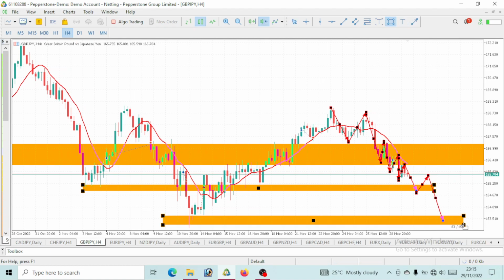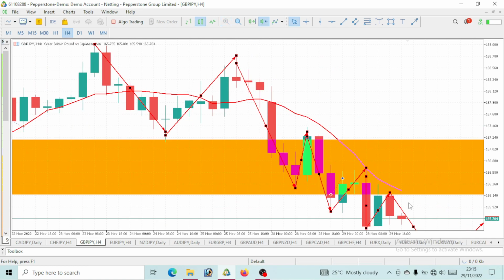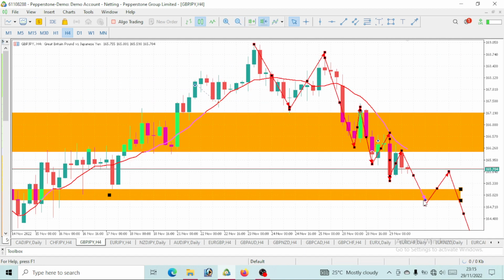The next level we'll be watching out for is this level of 163 on GBPJPY. So above all, we want to see this drop to a level of 164 or close to a level of 165. Let's say 165.020. So expect this GBPJPY to drop to a level of 165.020. Then a pullback should be made. After the pullback, we would continue our bearish move on GBPJPY.